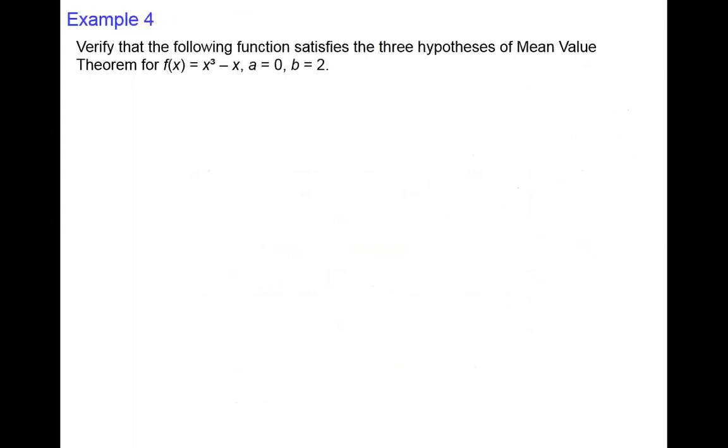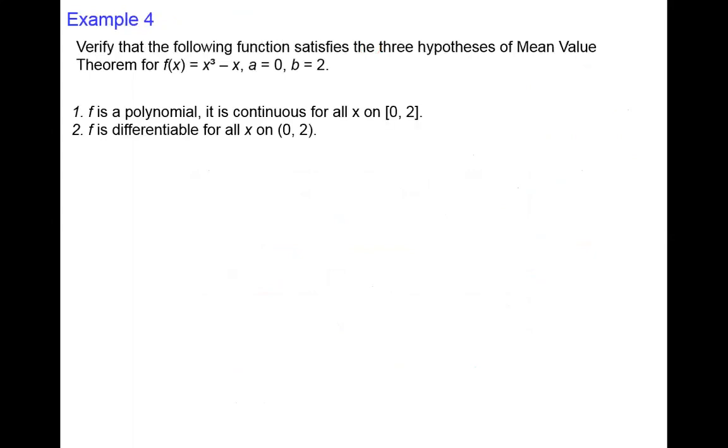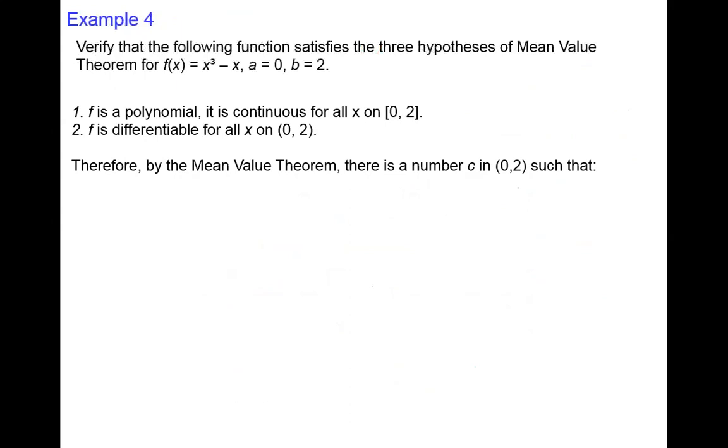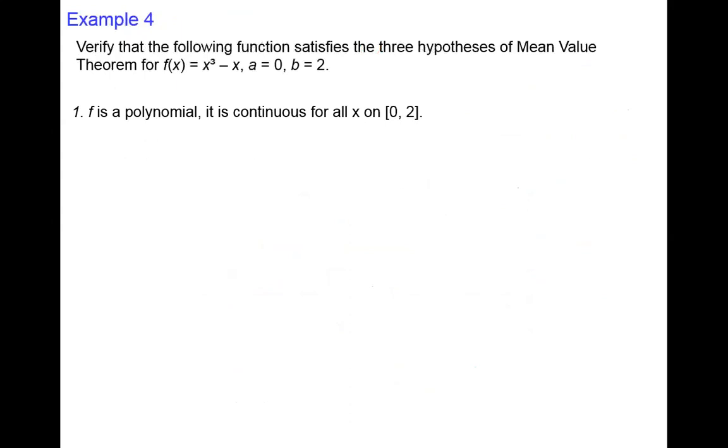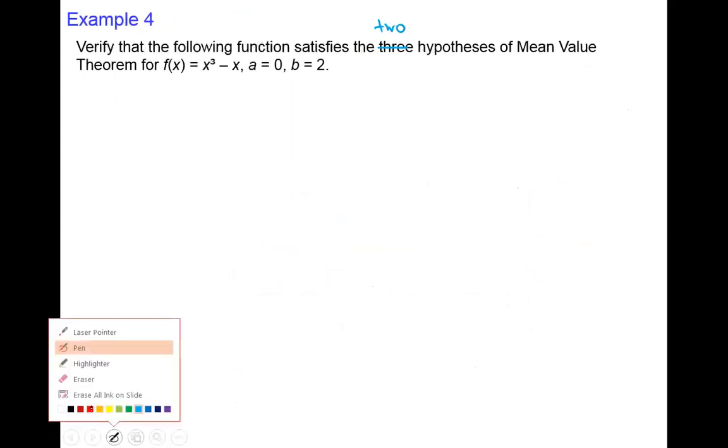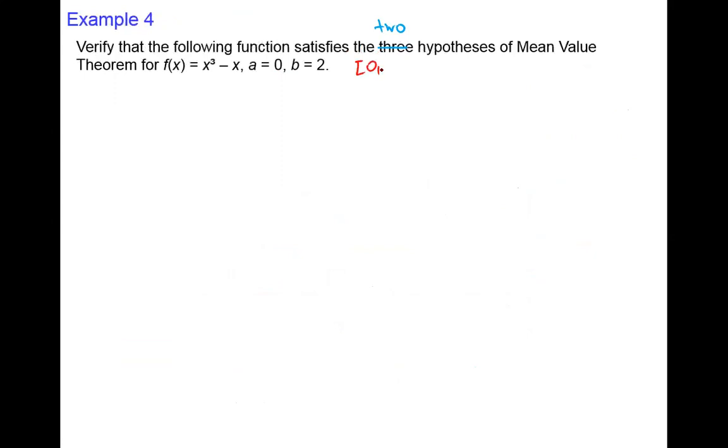What do we have? I will skip this one, or maybe not. I can just show, we can do this, like we did for Rolle's theorem. Verify that the following function satisfies the hypotheses of the mean value theorem from 0 to 2. As we can see, from 0 to 2. That means, let's see.